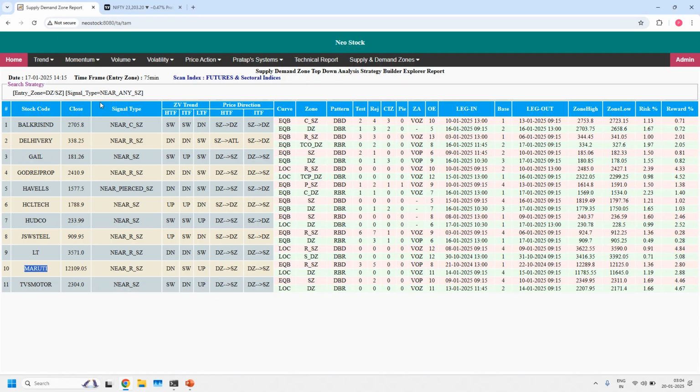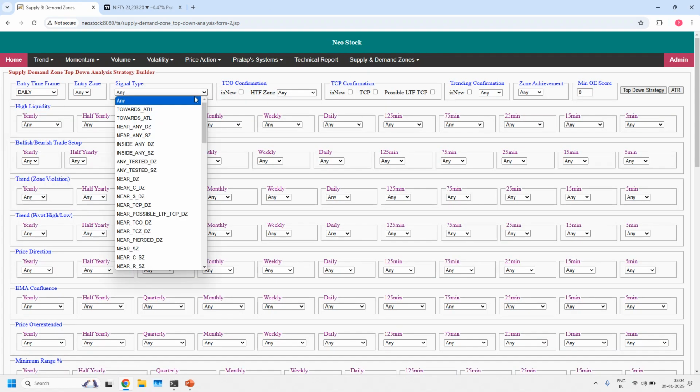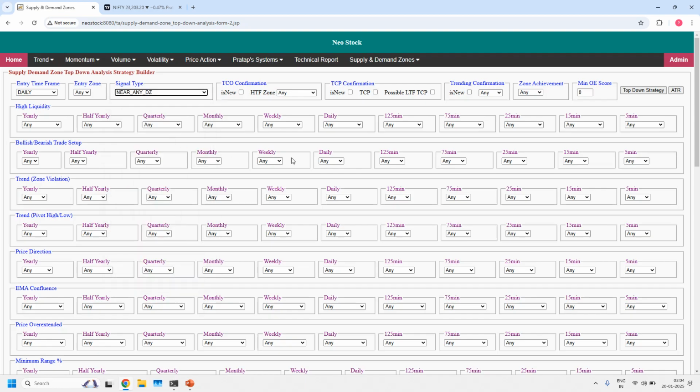Okay, so let me generate the reports from the daily time frame. I am generating stocks near daily demand zone, because the HLQ zone strategy is applicable only for daily and 75 minutes time frames, whatever I explained in lesson 21.3. Without completing lesson 21, don't go for HLQ zones.